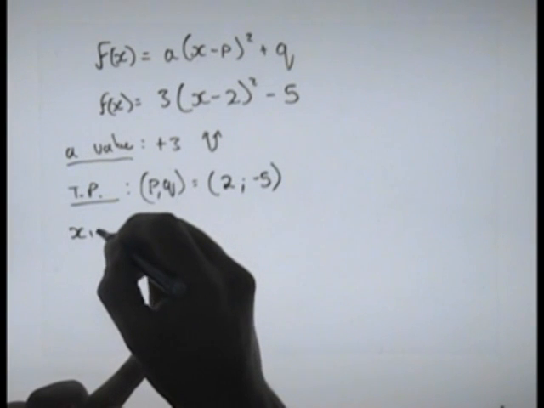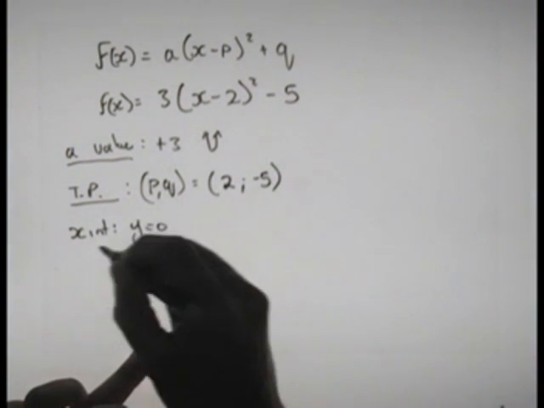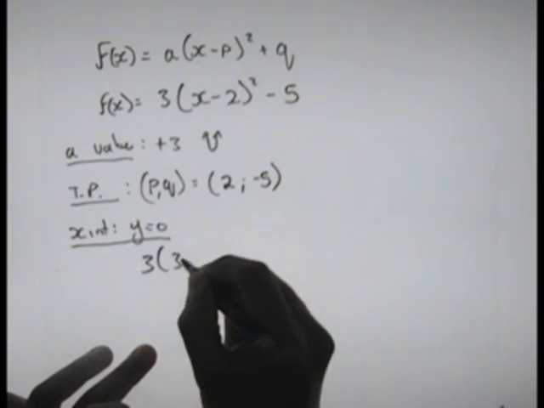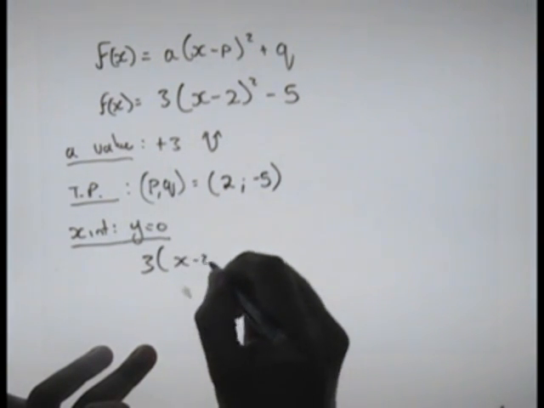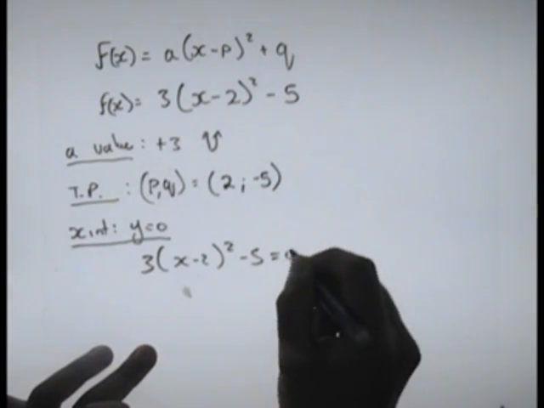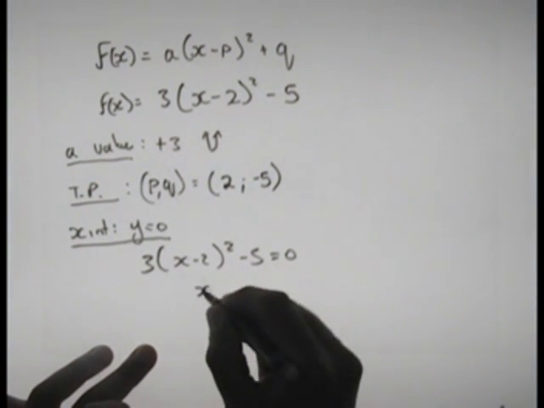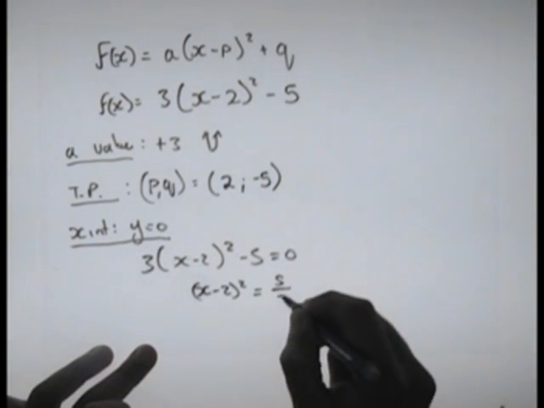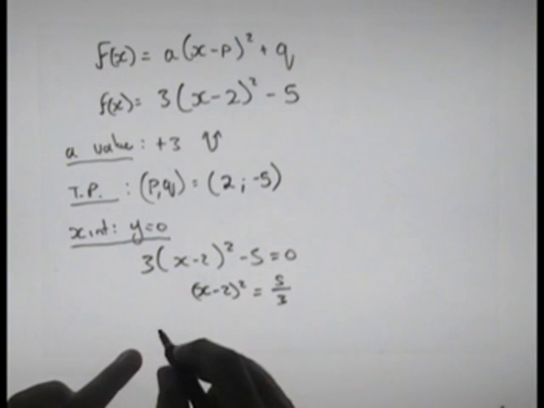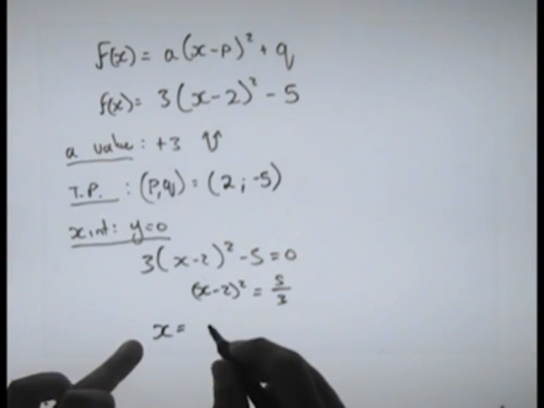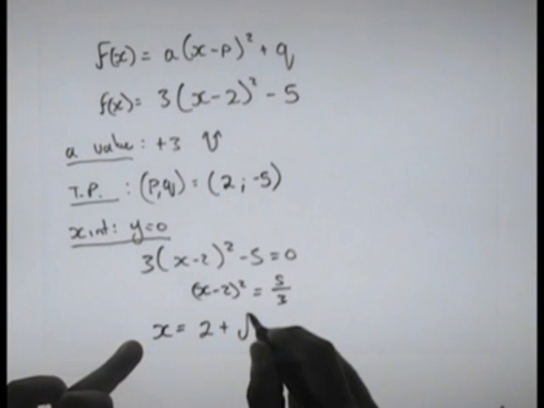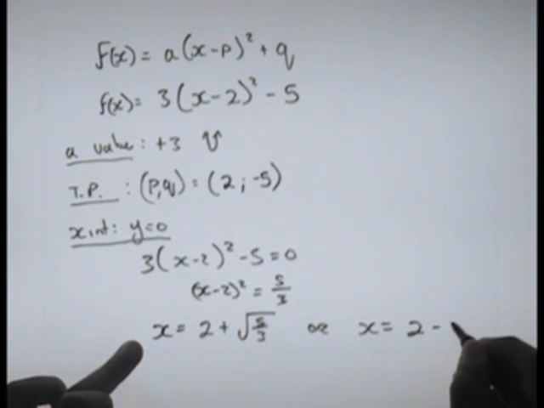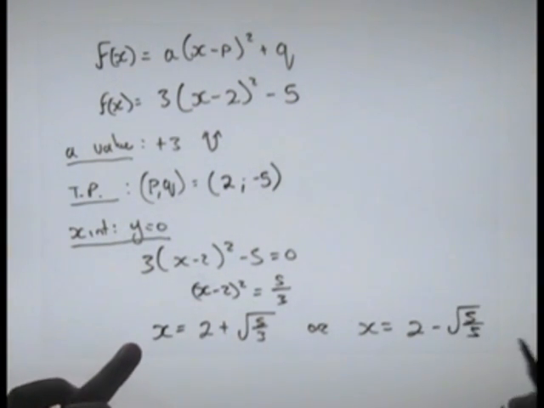Step 3, I look at my x-intercepts, and that happens when y is equal to 0, or when f(x) is equal to 0. That means that 3(x - 2) squared - 5 is equal to 0. That means that (x - 2) squared is equal to, take the 5 across, divided by that 3 to get rid of that 3 on that side. That means that x is equal to 2 plus square root of 5/3, or x is equal to 2 minus square root of 5/3.